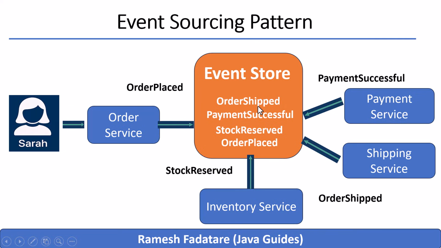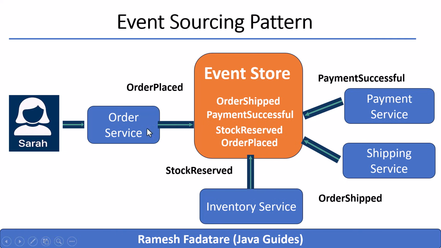Start from nothing, apply order placed. Okay, we have a new order. Apply stock reserved. We know inventory was confirmed. Next, payment successful. The payment went through. Finally, order shipped. The phone is on its way. You didn't need to store any current state. You built it from events, and you can always do it again anytime.